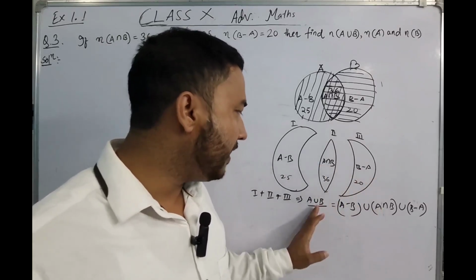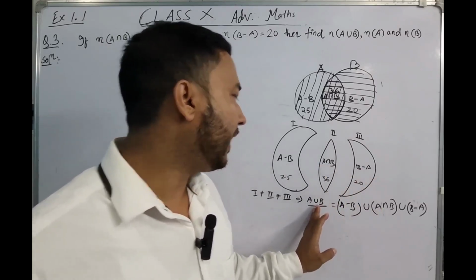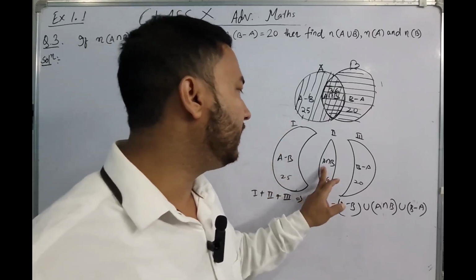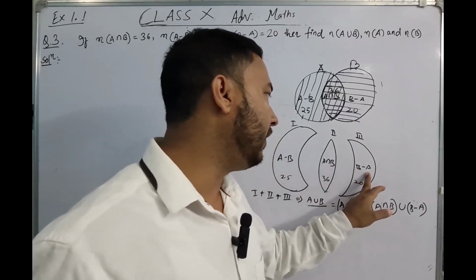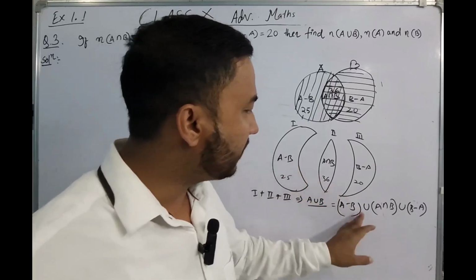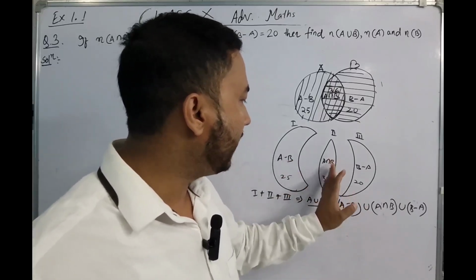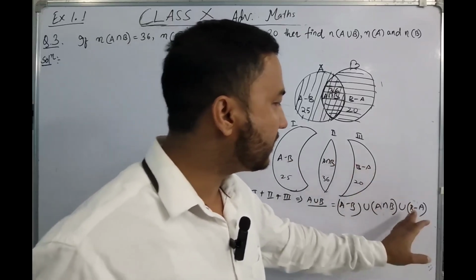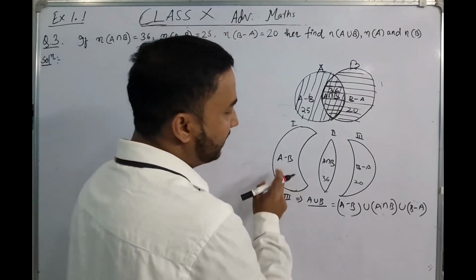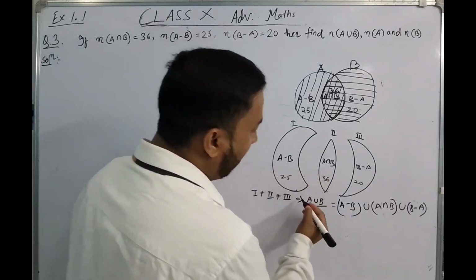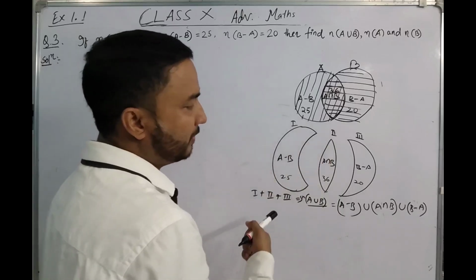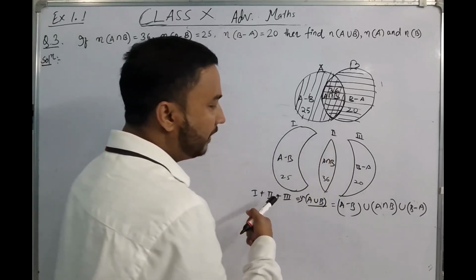If I have to find the elements of the set A union B, and A and B are not given to us, but A difference B, A intersection B and B difference A are given to us, then to get A union B, we can take the union of these three sets: A difference B, A intersection B, and B difference A. Since I have to find only the number of elements in the sets, I will get the number of A union B, because the elements are not known to us, but the number of elements in the sets are given.